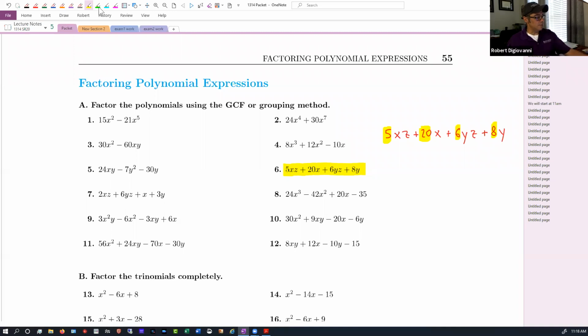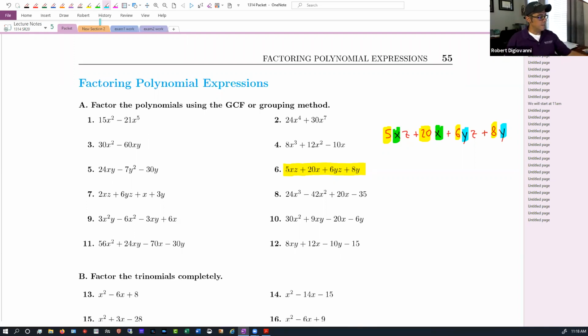How about letters? Let's see. We have an x, we have an x, but we don't have any other x's throughout the whole thing, right? So we can't pull an x out. How about y's? Well, we have a y here and a y here, but we don't have a y in the first 2, so we can't pull a y out. Remember, it has to be common to all of them.